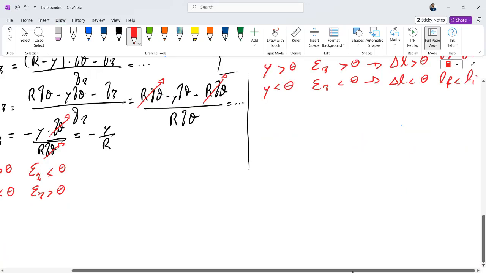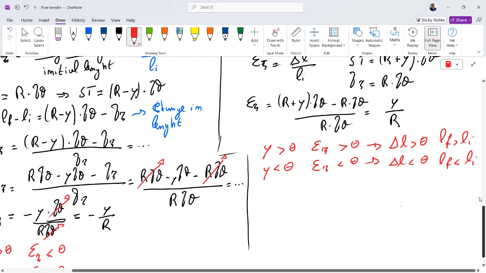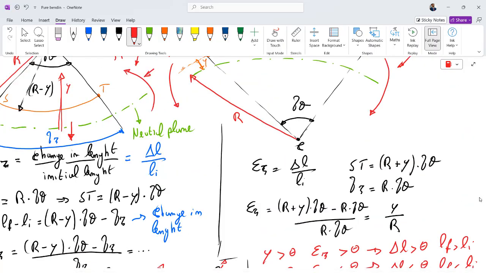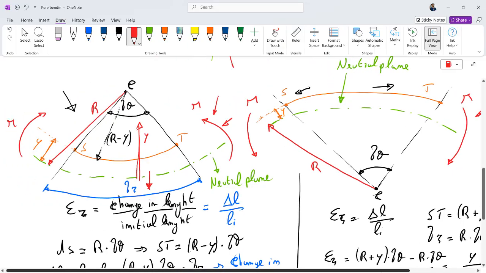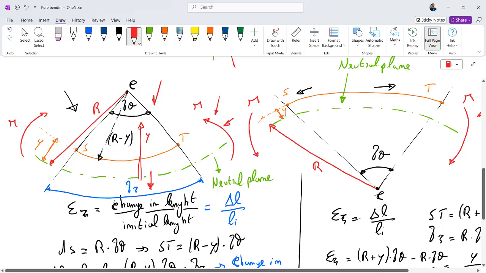But now we choose one case, but the other case is similar, it follows similar consideration. For me, in this lecture, I can choose the case when the bending moment is anti-clockwise, so the reference fiber ST is in compression. The delta L of the ST is less than 0. So the final length of the ST is less than the initial length of the ST.